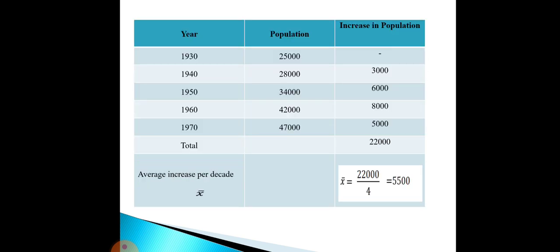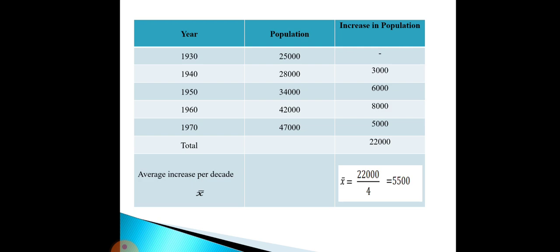Firstly, in order to simplify the process, we have to record the available data as represented here. We can enter them in various columns. The first column comprises the year, the second column the population data for each of these years, and in the third column we are going to find out the increase in the population. The first and second columns are as given in the problem. The third column we will be finding out.